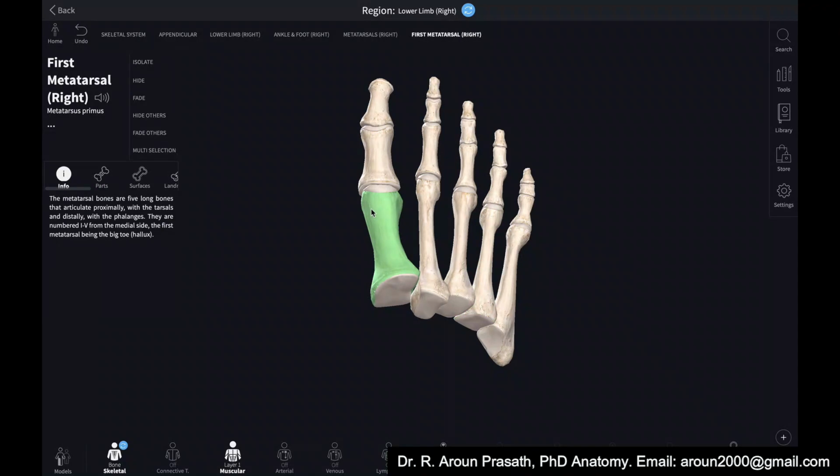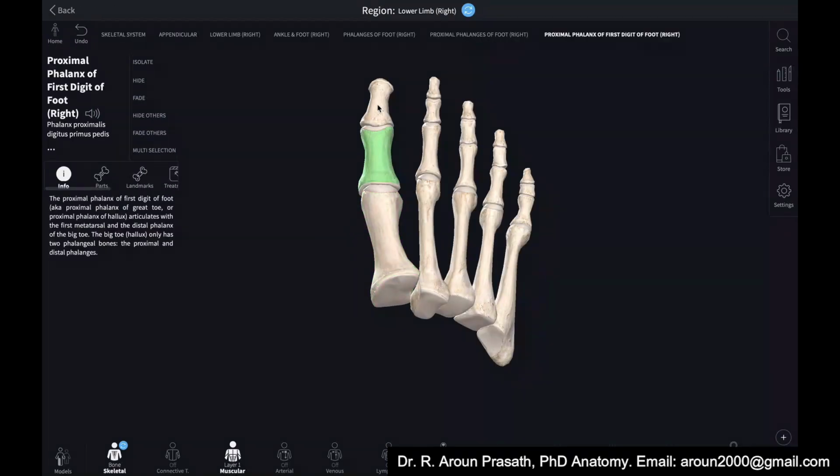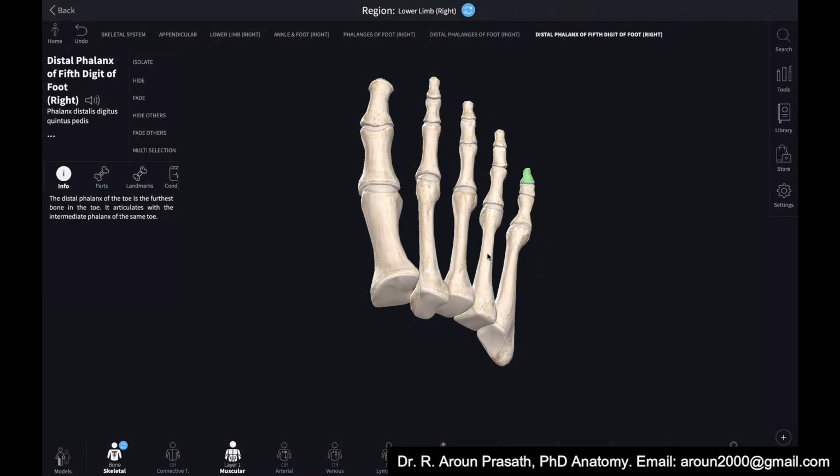Like this, each metatarsal has a head, a base, and a shaft. Like in the finger, there are 2 phalanges in the great toe: the proximal phalanx and distal phalanx. We can also call the great toe the hallux. Whereas in the remaining toes there are 3 phalanges: proximal, intermediate, and distal.